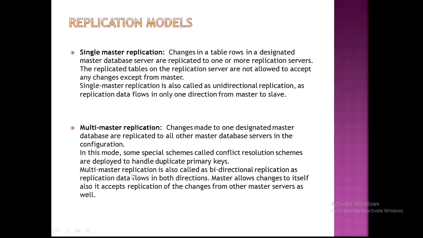Multi-master replication is also called bidirectional replication, as data flows in both directions. One master allows changes to itself and also accepts replication of the changes applied to other master servers. So all the master servers are accepting connections from the user, applying changes to the database, and sending these changes to other master servers.